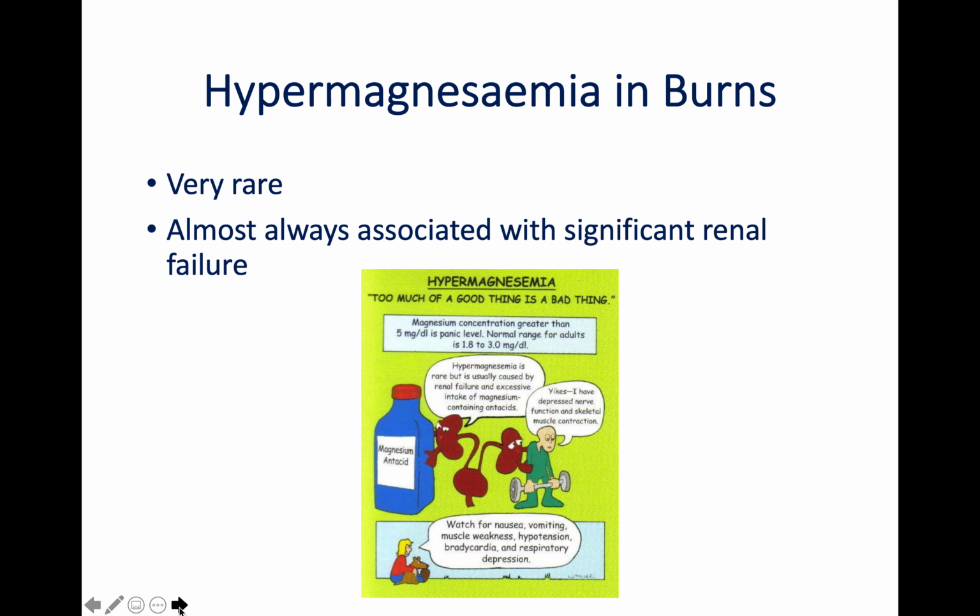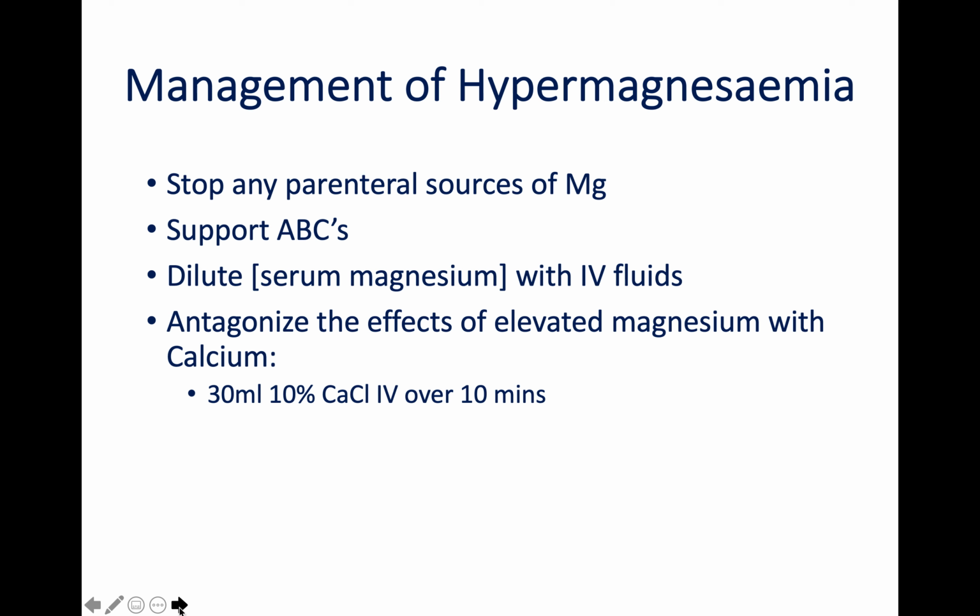Hypermagnesemia in Burns is exceptionally rare and is almost always associated with significant renal failure. The management of hypermagnesemia is to stop any parenteral sources of magnesium, to support the ABCs, so they may have cardiovascular manifestations and may need to have cardiovascular support. You need to dilute the serum magnesium concentration with IV fluids, and if the patients are symptomatic, you may need to antagonize the effects of the elevated magnesium with calcium. So you can either use calcium chloride or calcium gluconate, depending on which is available at your facility.